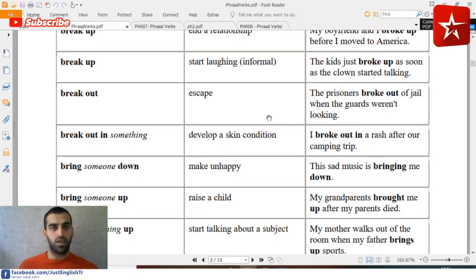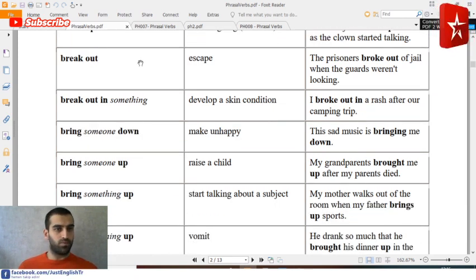Alright. Next one is about break out. It means escape. The prisoners broke out of jail. The guards weren't looking. The prisoners broke out of the jail when the guards weren't looking. So, break out means escape.